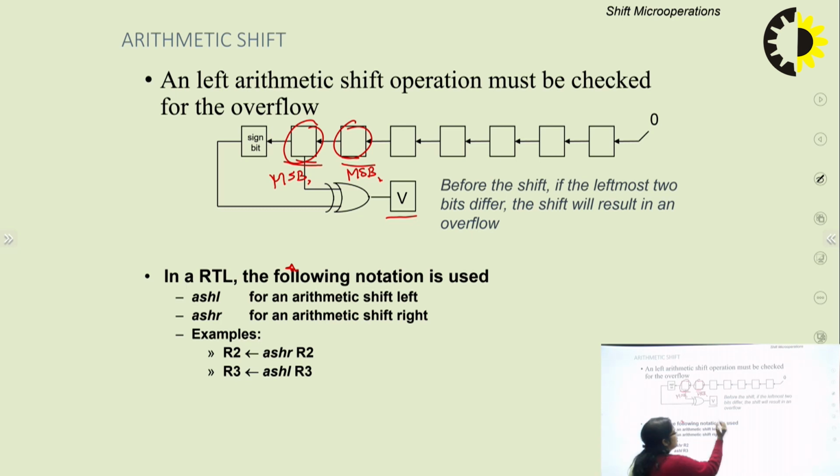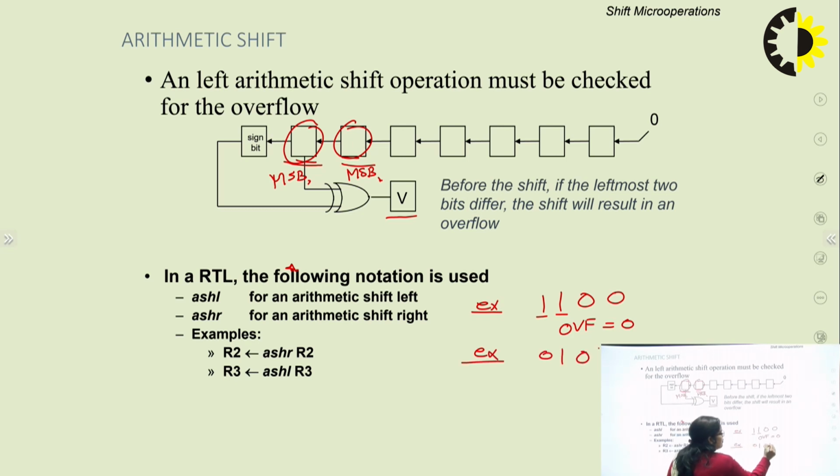What it is saying is that if it is 1, 1, 0, 0, the first MSB and the second MSB, both values are the same. If both values are the same, then the overflow bit is 0. Taking another example, 0, 1, 0, 1, the first two values differ, that is 0, 1. So the overflow bit is 1.